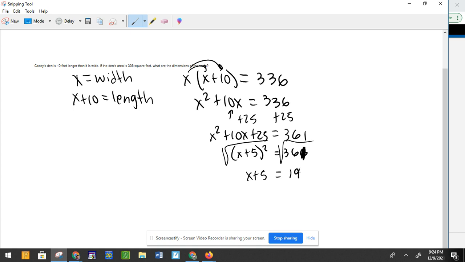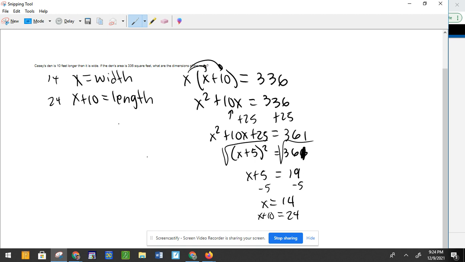But in the context of this question, it's not going to make sense for the negative 19 to be reasonable. Because if that was negative 19, then the width of the den would be a negative number, so that doesn't make sense. So we're just going to use the 19, and then we're going to subtract 5 from both sides. So we get x is equal to 14, so that's the width. And then x plus 10 is 24, and that would be the length.